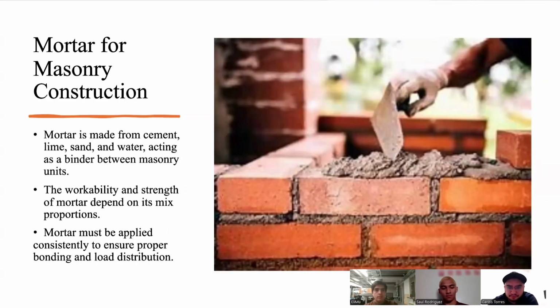There's also mortar for masonry construction. Mortar is the adhesive that binds masonry units together. This section describes the composition of mortar, including cement, lime, sand, and water, and explains how variations in mixed proportion affect its properties, such as workability, strength, and durability. The workability and strength of mortar depends on its proportion. It must be applied consistently to ensure proper bonding and load distribution. The mortar sometimes comes in a pre-mixed bag, or they have to mix it on site. They have to mix it with lime or sand, and depending on how much water they apply, it would give you the right consistency for construction.